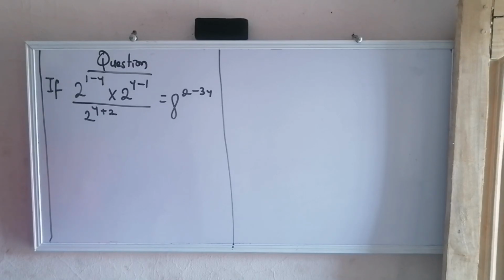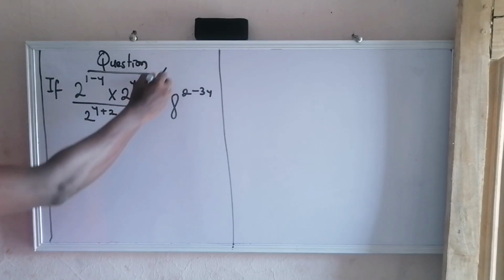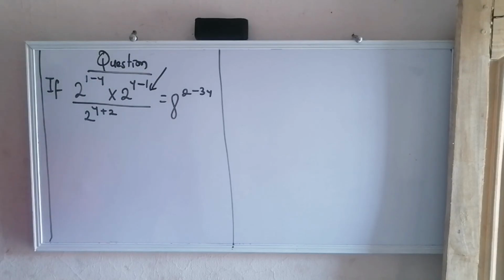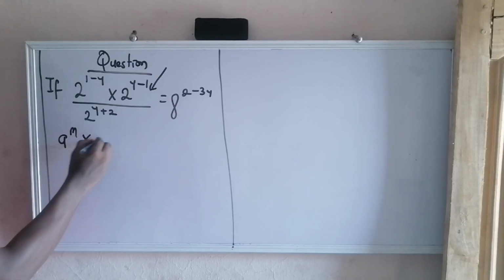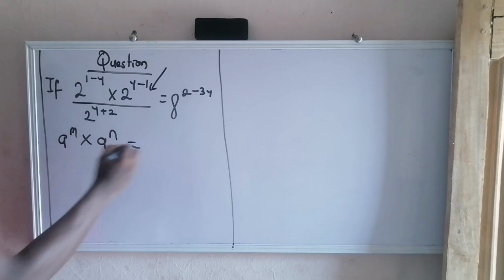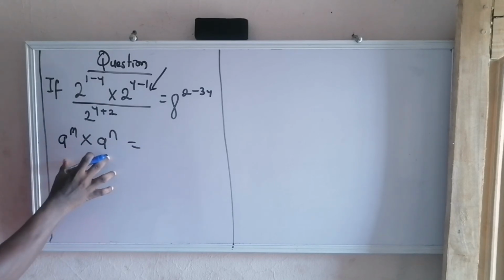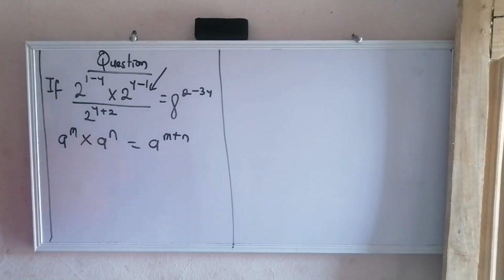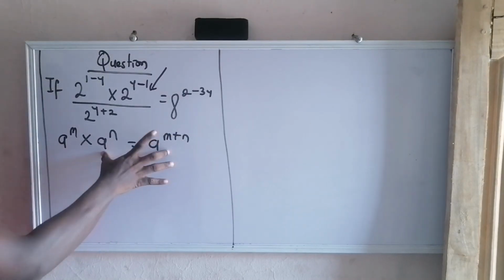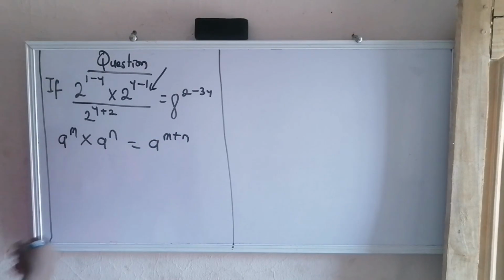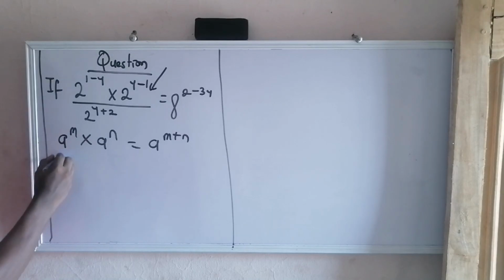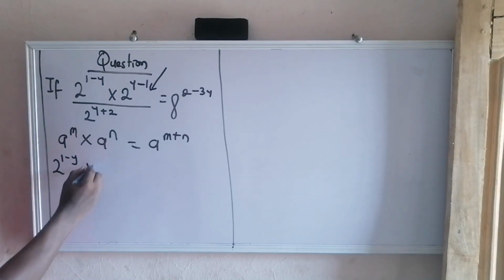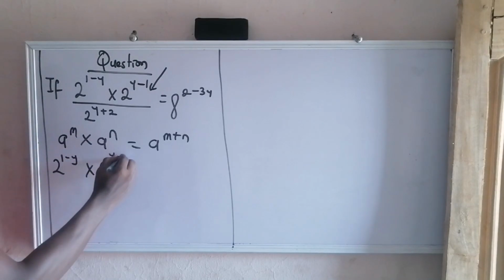To solve this question, I'm going to start with this numerator. I'm going to apply one of the laws of indices to it. The law says that a raised to power m times a raised to power n, provided they are the same base, returns a raised to power m plus n. Can you see it? So I'm going to apply this law of indices to 2 raised to power 1 minus y times 2 raised to power y minus 1.